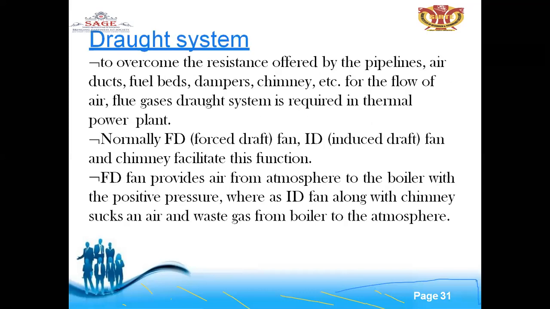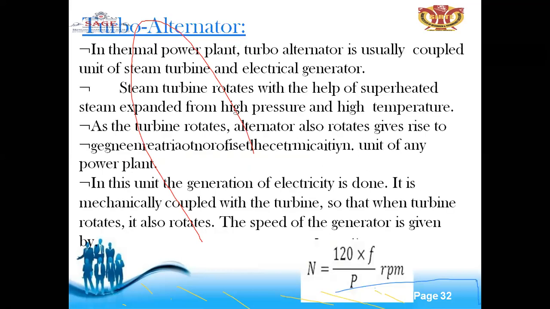Draft system: to overcome the resistance offered by the pipelines, air ducts, fuel beds, dampers and chimneys to the flow of air and flue gases, a draft system is required in the thermal power plant. Normally, FD fan, ID fan, and the chimney facilitate this function. FD fan provides air from the atmosphere to the boiler with positive pressure, whereas the ID fan along with the chimney sucks air and waste gases from the boiler to the atmosphere.